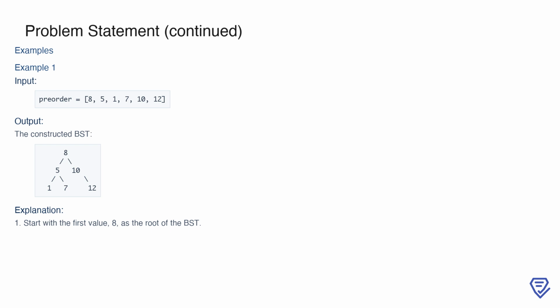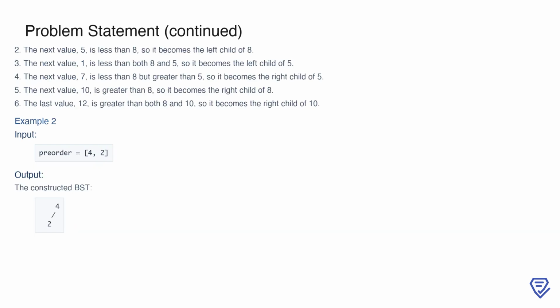This tree structure satisfies the properties of a binary search tree, and it matches the preorder traversal given in the input. Here's how the BST is constructed step by step for the first example. We start with the first value, 8, which becomes the root of the tree. The next value, 5, is less than 8, so it becomes the left child of 8. Then, 1, which is less than both 8 and 5, becomes the left child of 5.